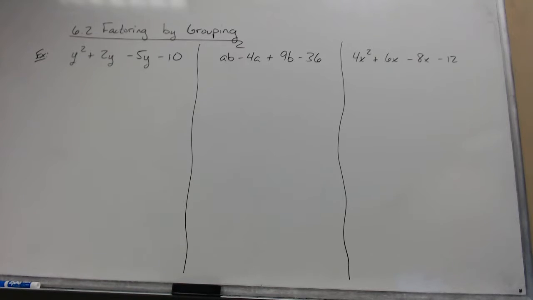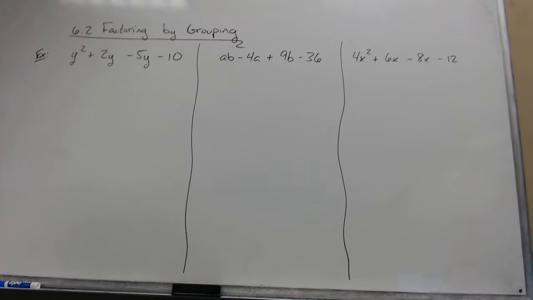6.2, factoring by grouping. I have a few examples up here. It's going to relate to that last example we did in section 6.1. But to be fair, once we're done with chapter 6, we're going to be so good and efficient at factoring that factoring by grouping probably won't even affect how we approach a problem.